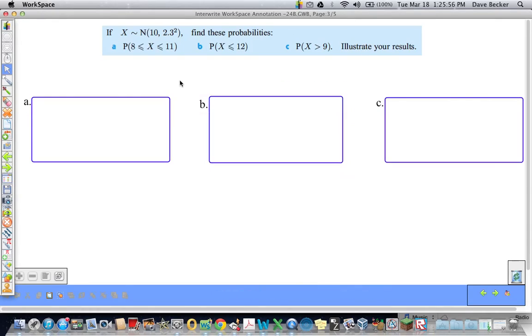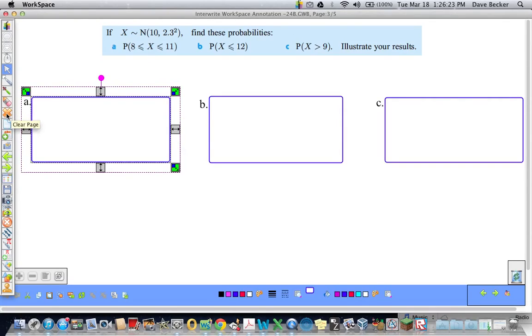So, 3 examples we're going to do. If x is distributed normally, same problem that we just saw with a mean of 10 and standard deviation of 2.3, find these probabilities. So it's the probability that the random variable x lies between 8 and 11, including 8 and 11, and it doesn't matter. It's the same thing, greater than, less than, you calculate it the same way. That's another nice thing about this.